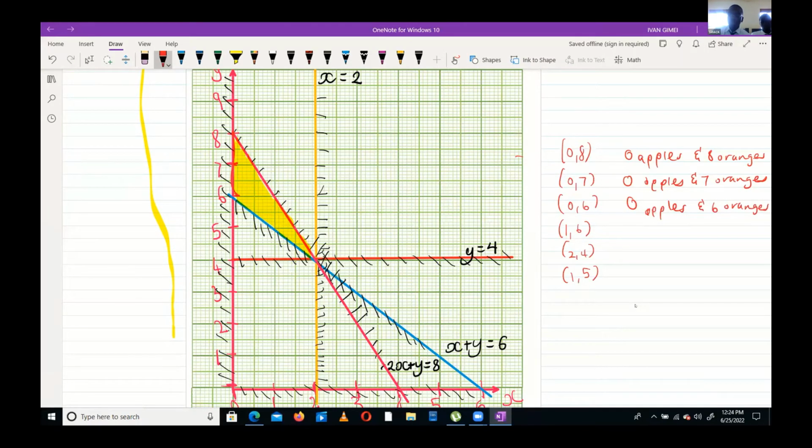1 apple and 6 oranges, 2 apples, 4 oranges, plus 1 apple and 5 oranges. And these are the possible combinations of apples and oranges Judith can purchase with her 2,000 shillings.